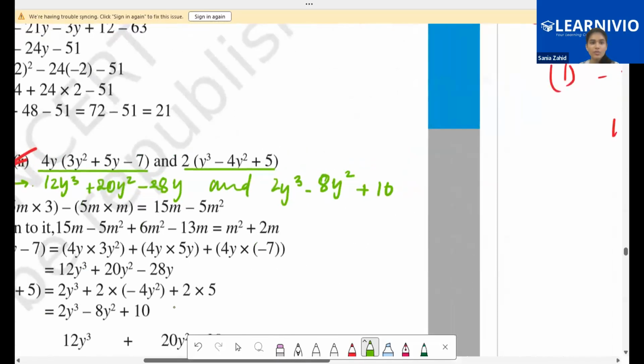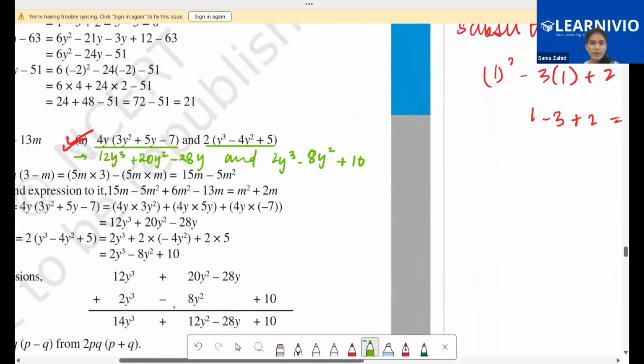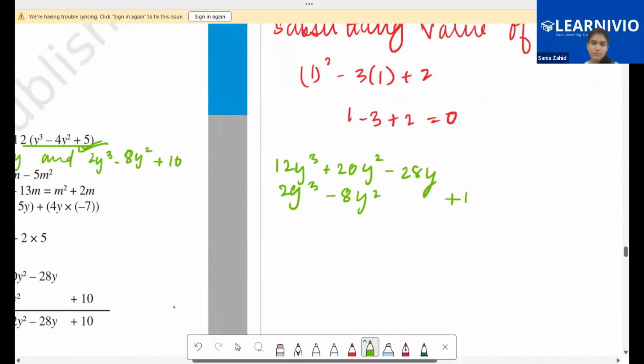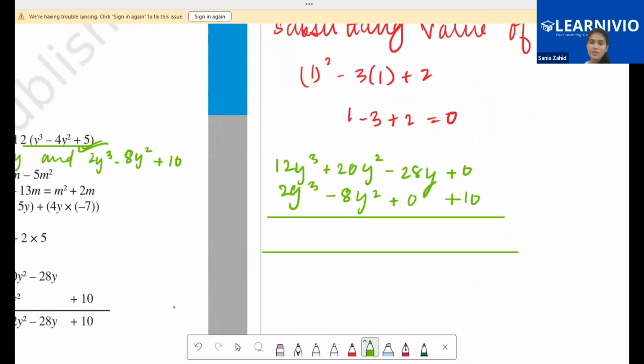Right. So now how can you solve? Now you first write it down. 12y cube. Then you write the second expression. 2y cube minus 8y square and plus 10. Now plus 10 you make a separate column. Plus 0, plus 0. So what does your answer become now? Your answer becomes plus 10 minus 28y plus 12y square and plus 14y. Right? This is your answer.